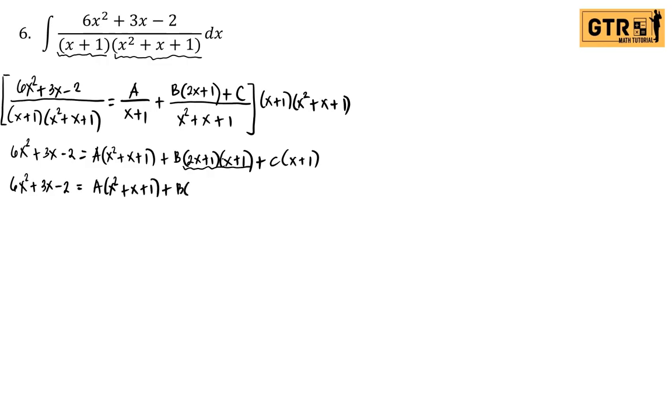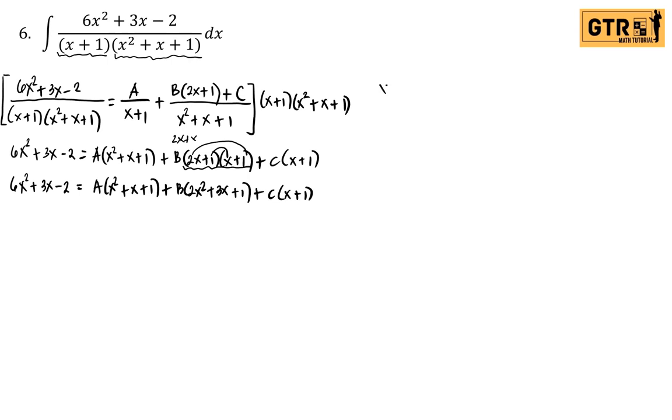So multiply the outer, 2x times x, that is 2x squared. Combine the outer and the inner. 2x times 1, so that is equal to 2x. 1 times x, that is positive x. So combine that, 2x plus x, that is equal to positive 3x. And then 1 times 1, we have positive 1, plus C times x plus 1. So we can now equate the coefficients. Okay, so the highest exponent is 2.